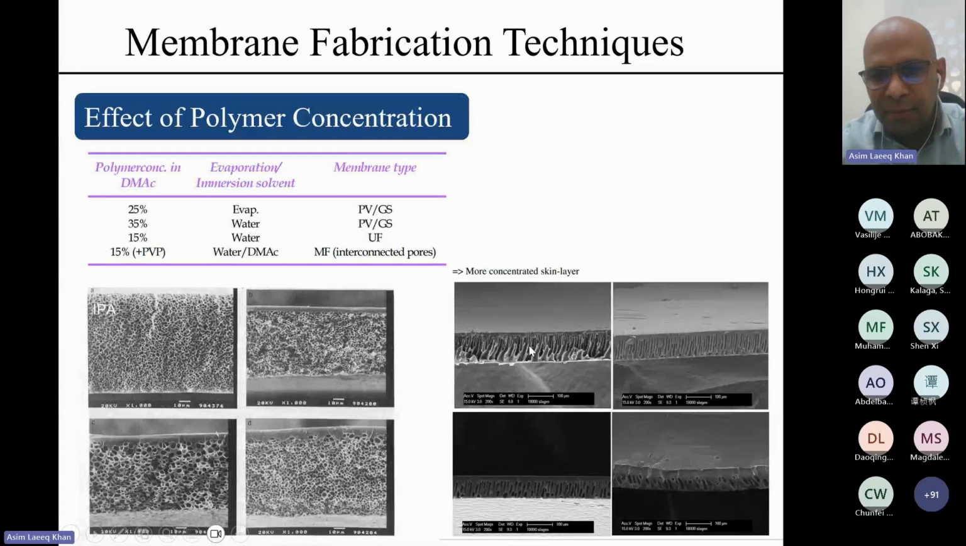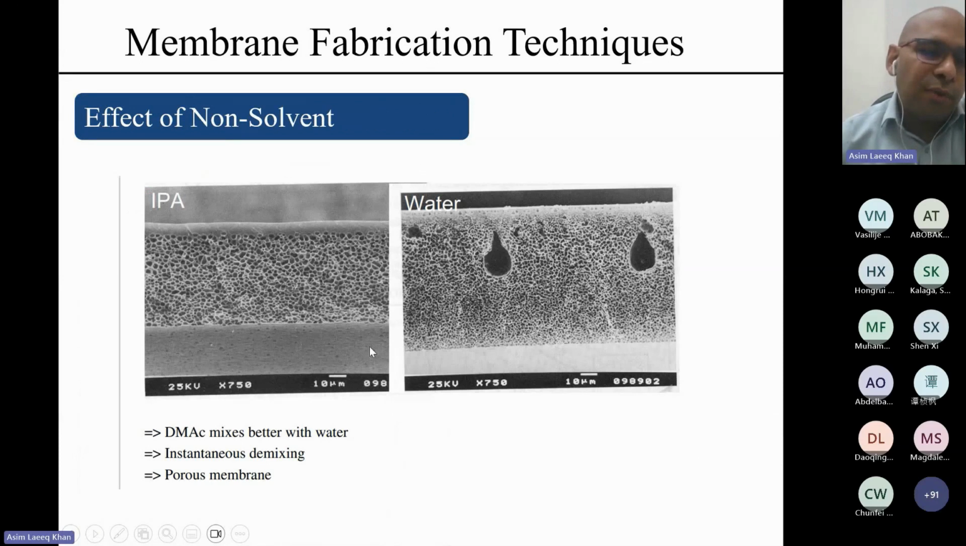Here it is again, another example, and you can see as the polymer concentration is increasing, we are getting more and more thicker top layer. Another example is the effect of non-solvent. It is a very interesting example. You can see here on the left we have isopropanol as a non-solvent in the coagulation bath. On the right we have water.